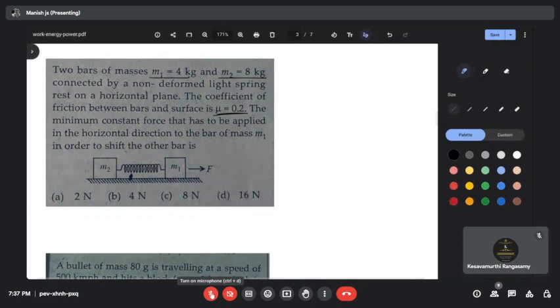Does anybody have any idea of how you can approach this question? What concept can we use? Is there any equation that you can frame? So how do you proceed with this? Anybody would like to volunteer?